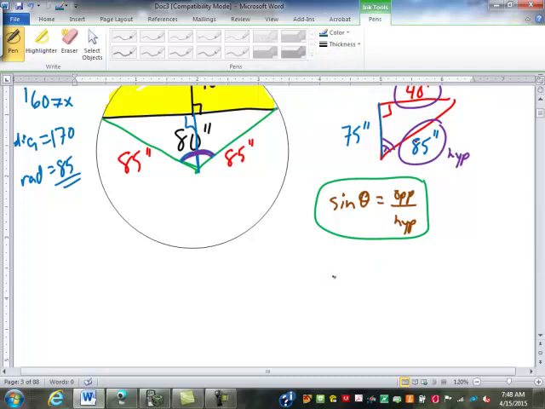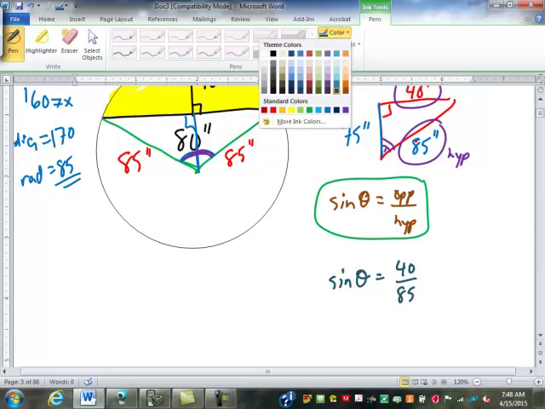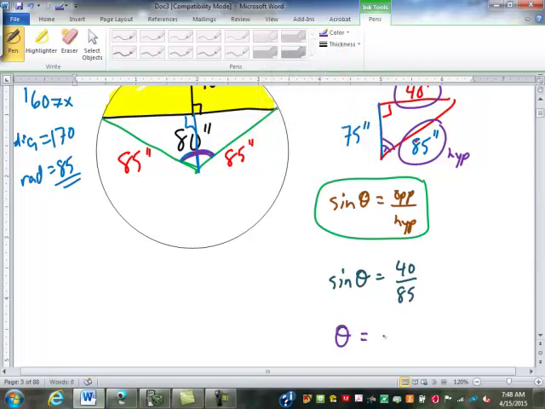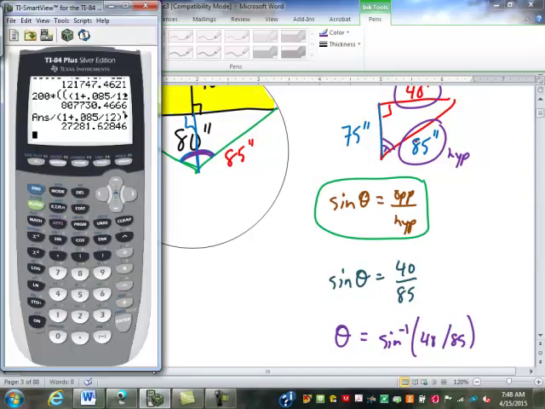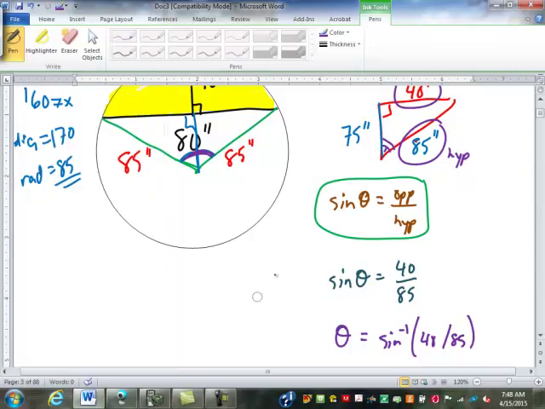So anyway, what we're looking for here is the angle. The opposite side is 40, the hypotenuse is 85. So since we're looking for an angle, this is an inverse sine. So that angle is the inverse sine of 40 divided by 85. What did you guys get? Did anybody get that far? 28? 28.07. Perfect. So it's 28.07, which makes this angle here, the whole one, 56.14 degrees.